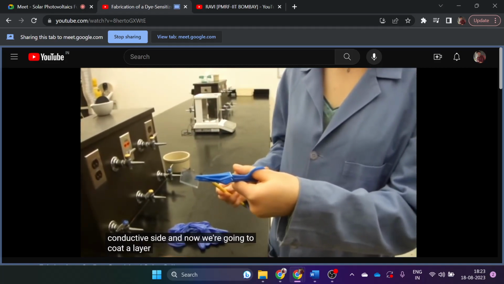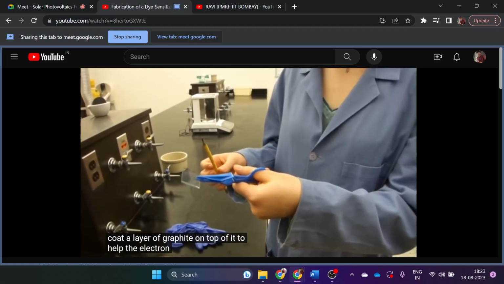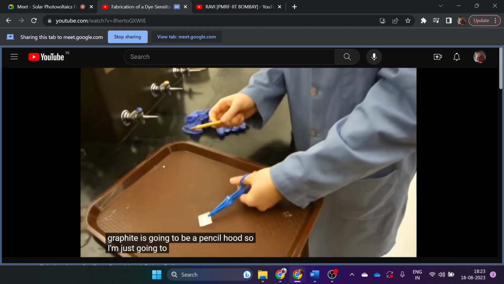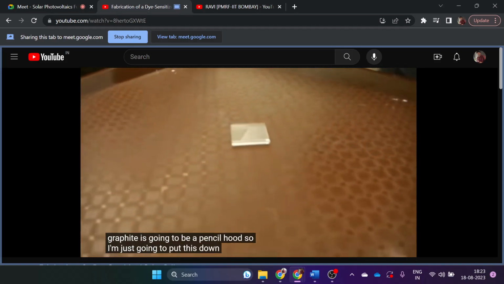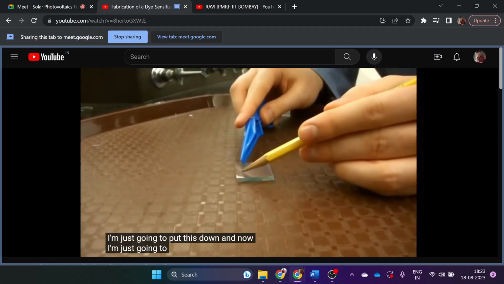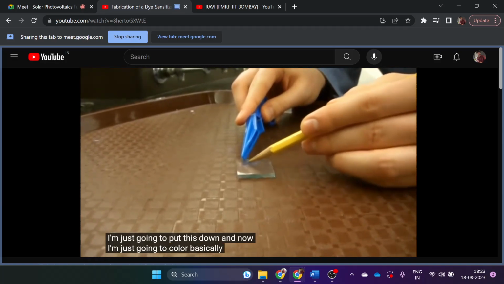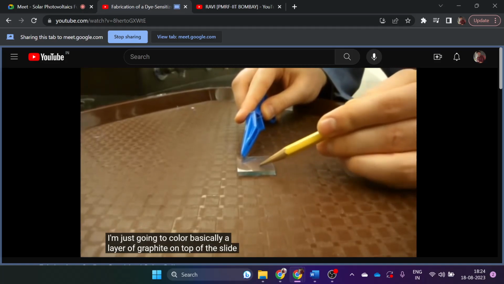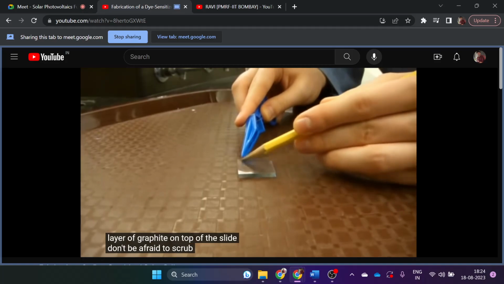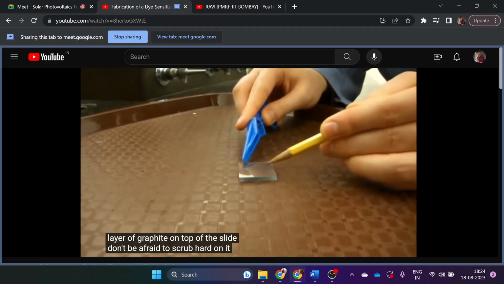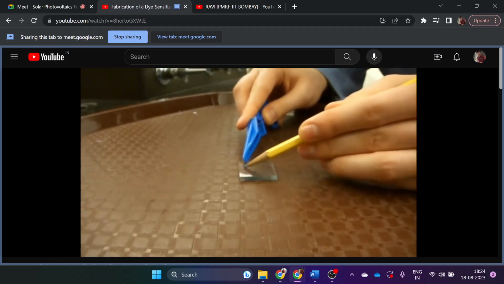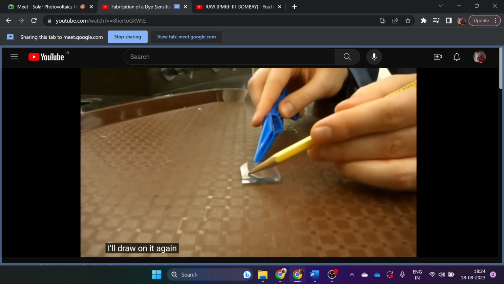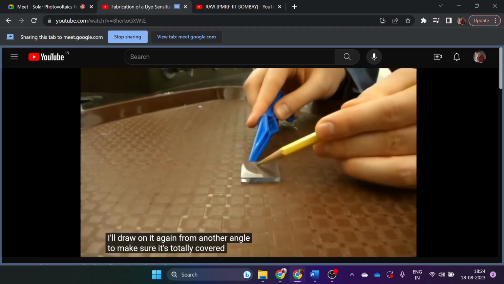Now we're going to coat a layer of graphite on top of it to help the electron flow. Our source of graphite is going to be a pencil lead. So I'm just going to put this down. Now I'm just going to color, basically, a layer of graphite on top of the slide. Don't be afraid to scrub hard on it. I'll draw on it again from another angle to make sure it's totally covered.